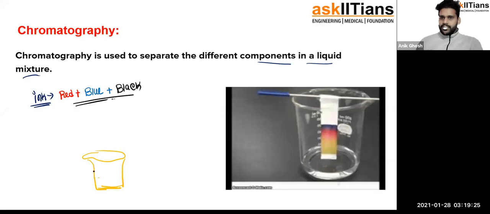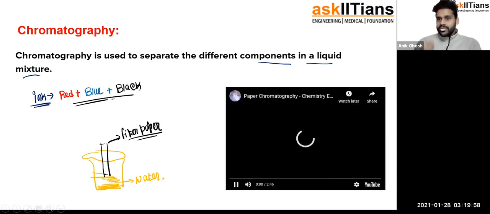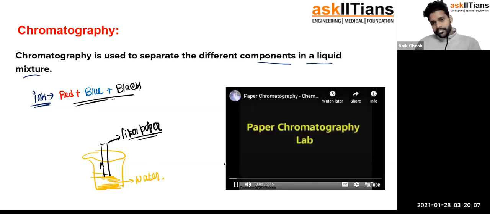Now after that, I'm taking some water. Now if I put a filter paper over here, what would happen? All this red, blue, and black color would start getting soaked in, and they would start traveling upward. Let's see the video.